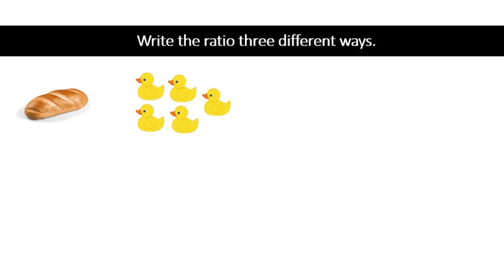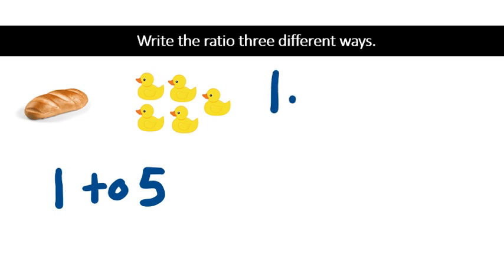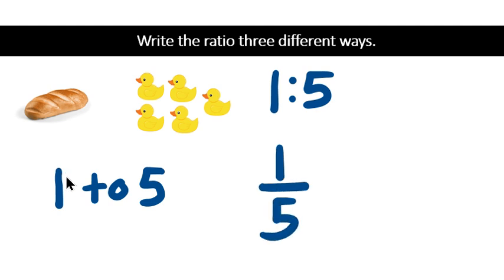Now, that can be written a few different ways. One, you could draw a picture of it like what we did here, or you could simply write 1 to 5, or 1 colon 5, or because the bread was mentioned first, 1 over 5. So, really, that's 4 ways in total. You can draw a picture of it, or you can do any of these other things to represent their ratio.